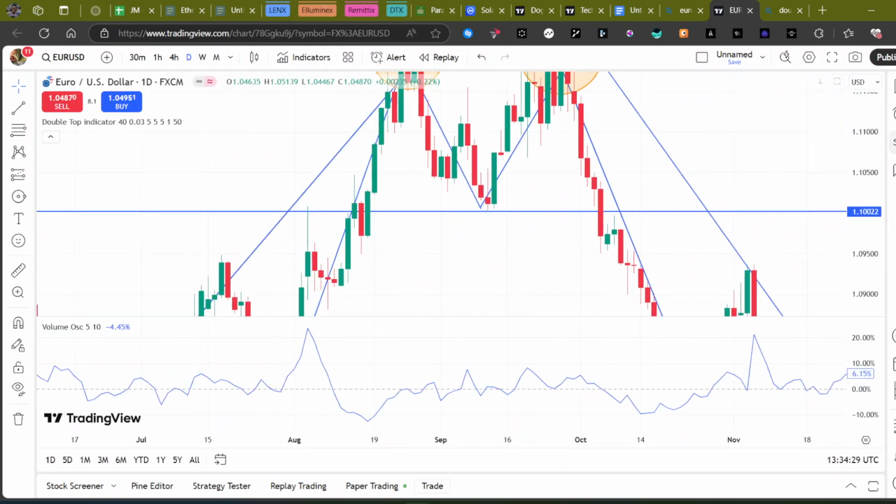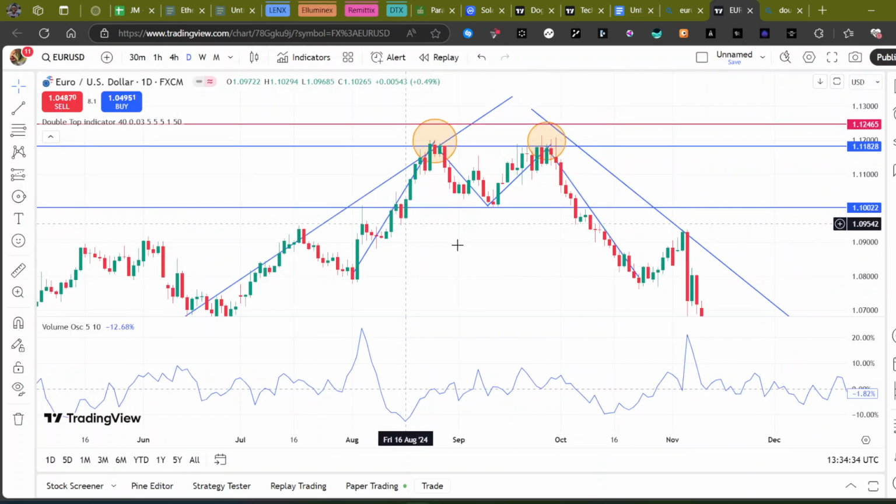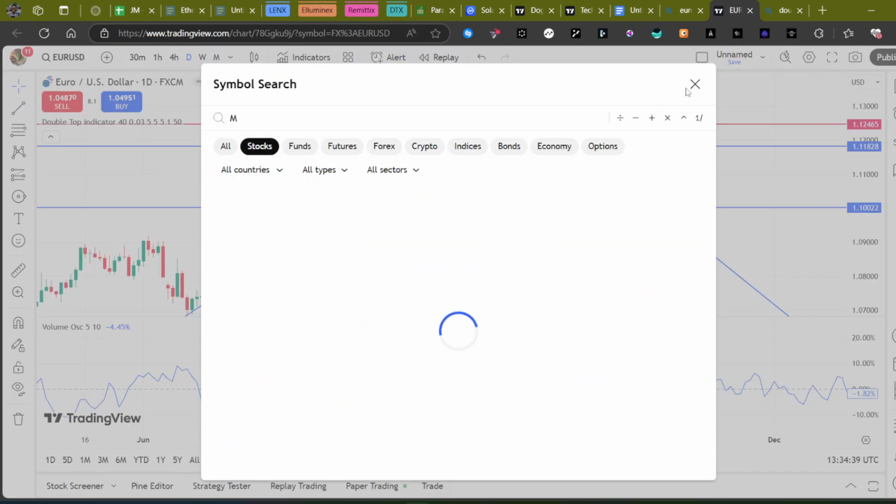Then for your take profit target, you can measure the distance between the peaks and the neckline. You can measure the distance.